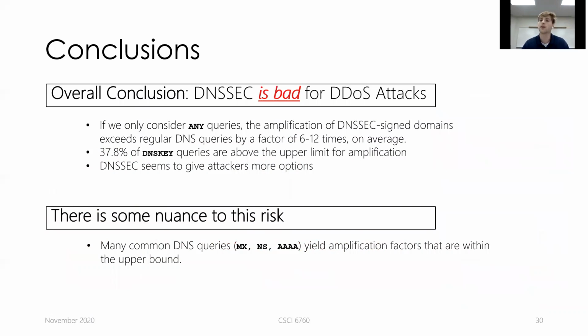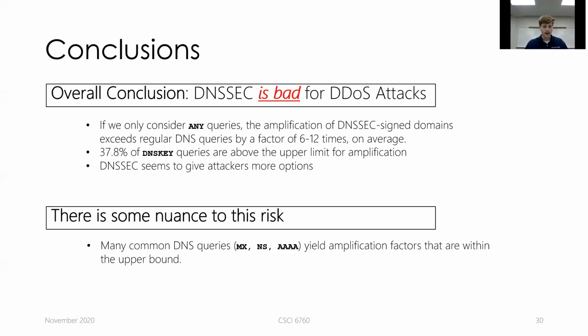So, conclusions. What did we learn? What have we learned from these graphs? First of all, I think it is safe to say our overall conclusion is that DNSSEC is bad for distributed denial of service attacks. If we only consider the ANY query type, the amplification factor for signed domains exceeds the amplification factor for regular domains by about 6 to 12 times on average. That is a lot. The amplification factors are way higher for our signed domains. For specifically the DNSKEY query type, about 40% of those queries are above the upper limit, which again is very dangerous for DDoS attacks.